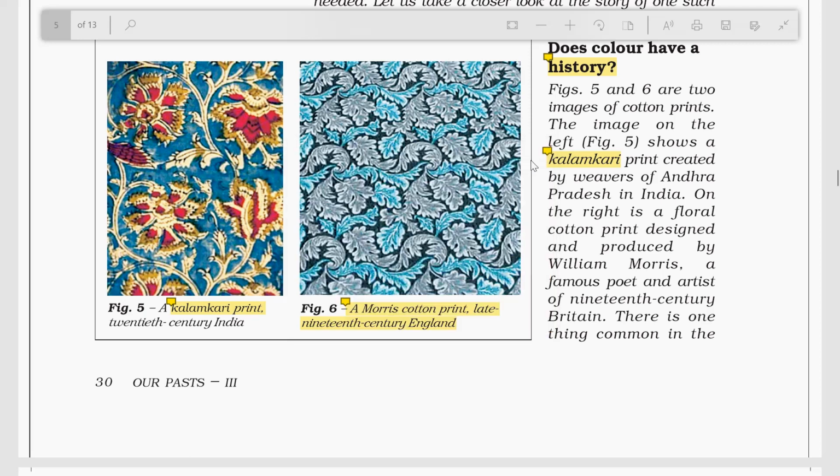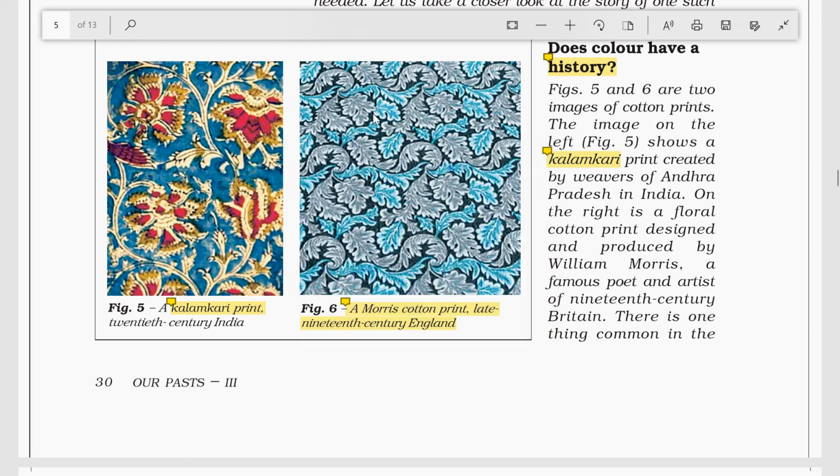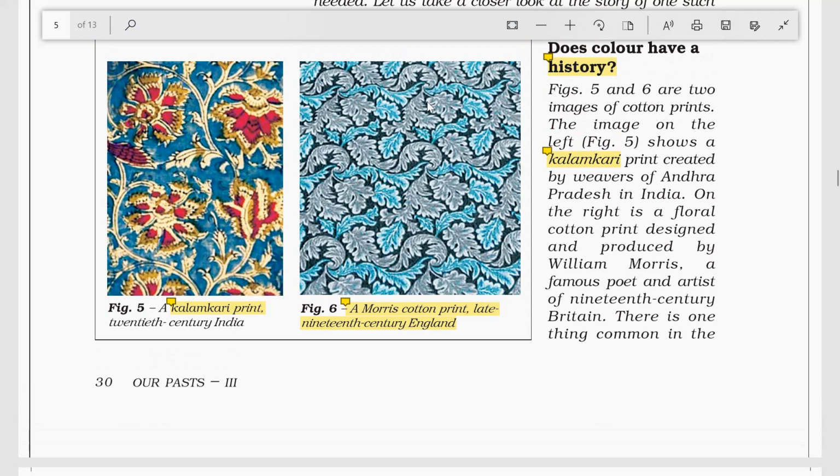Kamla Devi Chattopadhyay. Now, Murray's print was introduced by William Murray. William Murray was a British textile designer, poet, novelist, and he used to design snake shade printed textile, peacock and dragon, woven wool furnishing fabric, and in the late 19th century he founded the Arts and Crafts movement also. In the same way you can see the Murray's print, you can see how he has used the colors. Especially he used to print the curtains, bed sheets, and cloth in the Murray's print.